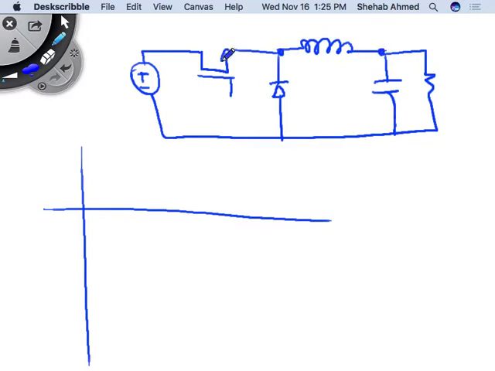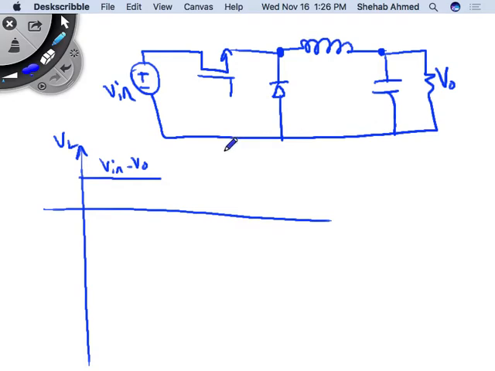When the switch was on, what was the inductor voltage? The switch was on. This is on. This is off. What's VL when the switch is on? Vin minus Vout. Sure. Right, when the switch is on, the diode is off, so this terminal is connected to this side of the inductor, and the other side of the inductor is connected to my Vout, right? So that's Vin minus Vout.